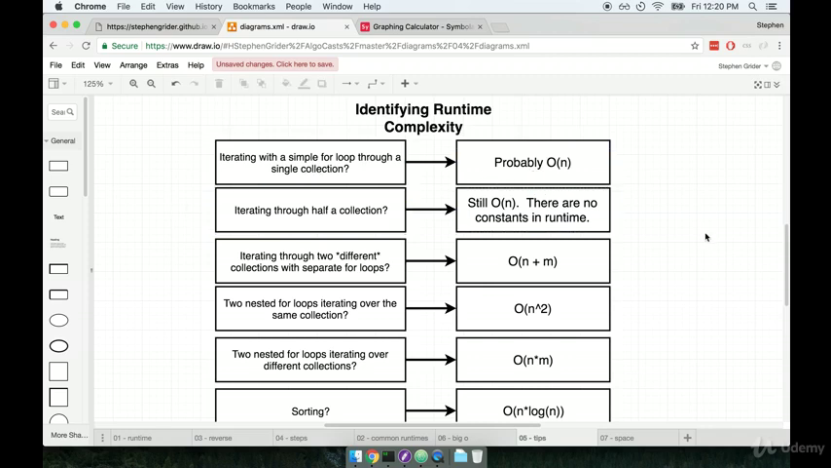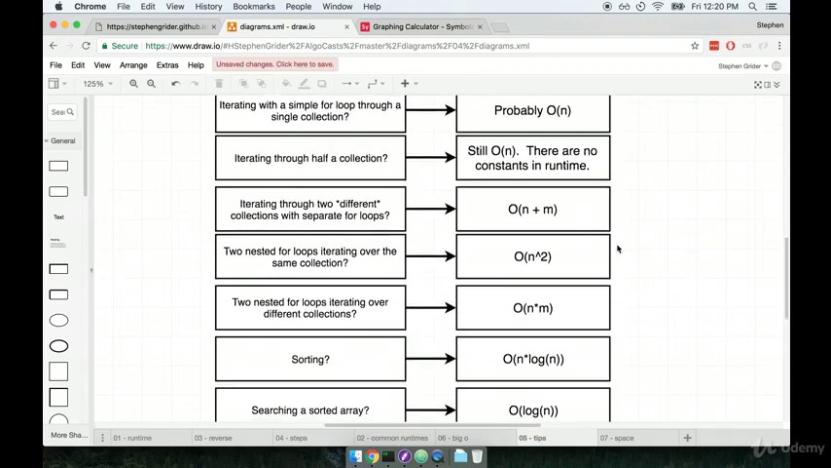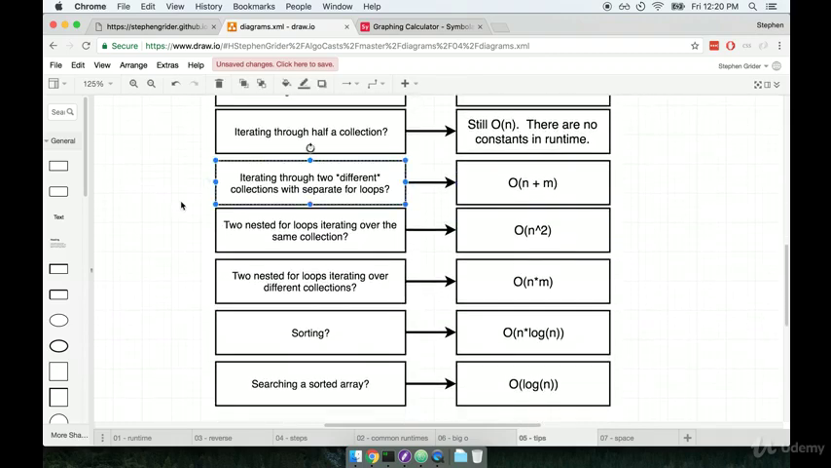So always drop out those constants. Another thing to watch for is if you are iterating through two different collections of data. Imagine, for example, if we had said, okay, write an algorithm that reverses two different strings, reverse both of them in one function call. That would be an example of iteration over two different collections of data in two separate for loops.